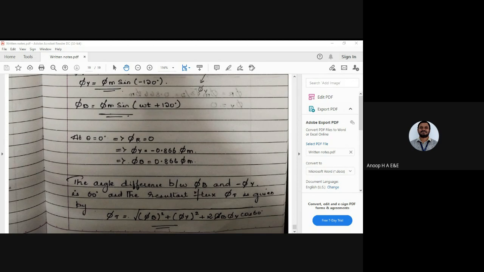Any doubts up to this point, anyone? Very important derivation. If a derivation needs to be asked in three-phase induction motors, 100%, you will get the concept of rotating magnetic field. Any doubts up to this point, anyone? I have completed the concept of rotating magnetic field.